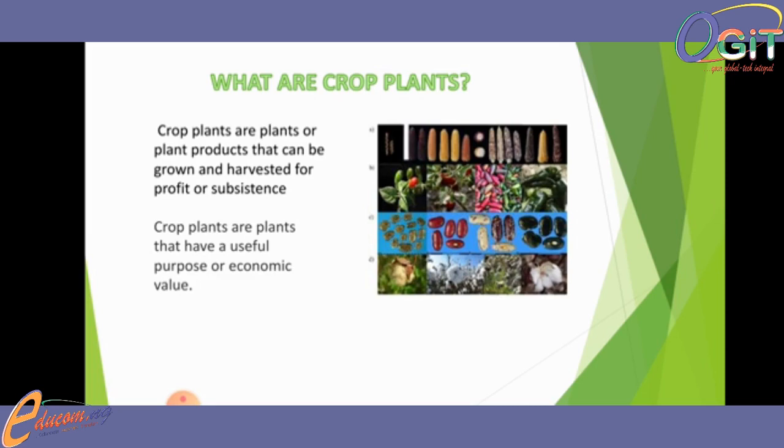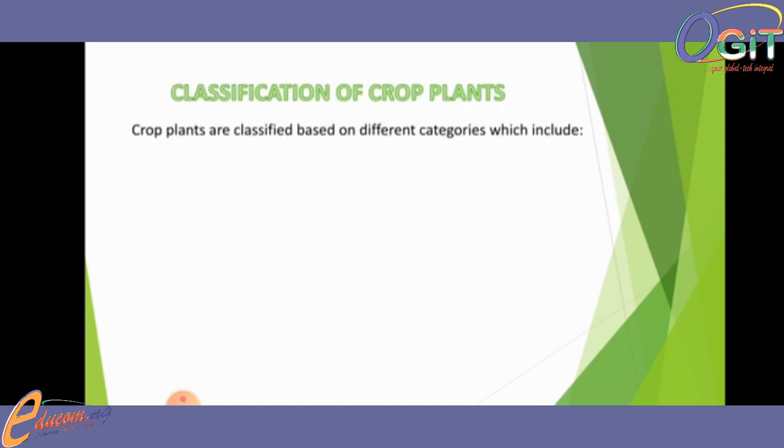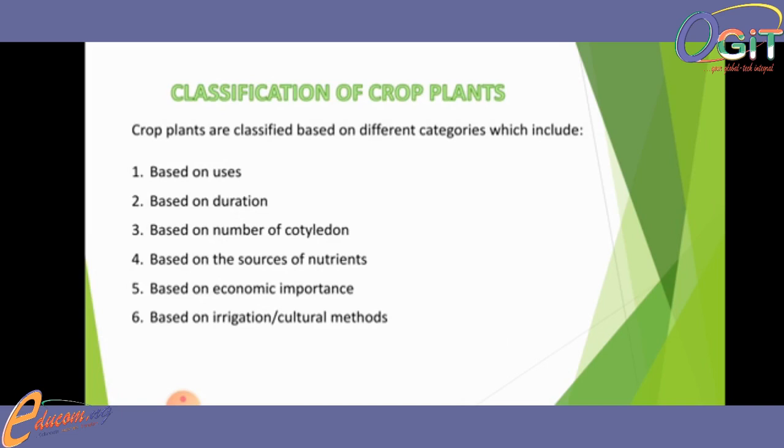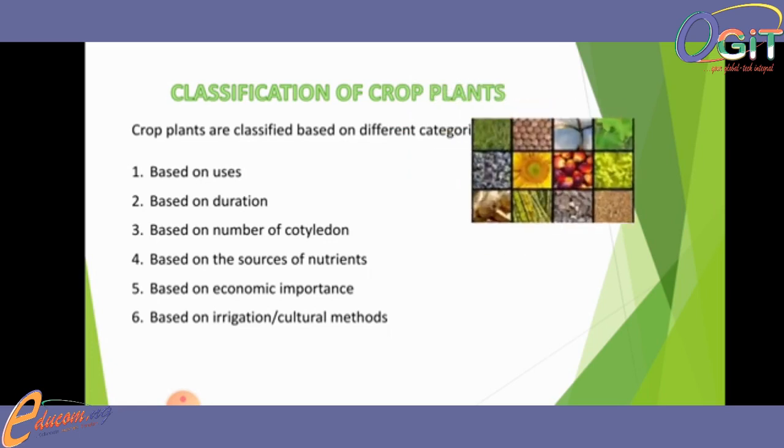Croplands are classified based on different categories, which include based on uses, based on duration, based on number of cotyledon, based on the sources of nutrients, based on economic importance, and based on irrigation and cultural method. Now, we'll be talking about classification based on uses.